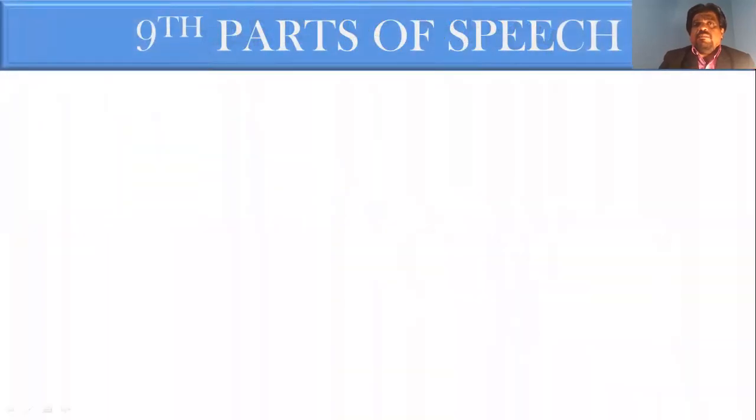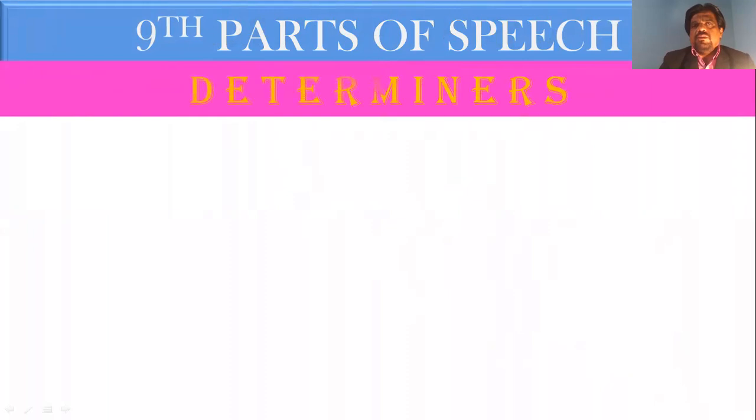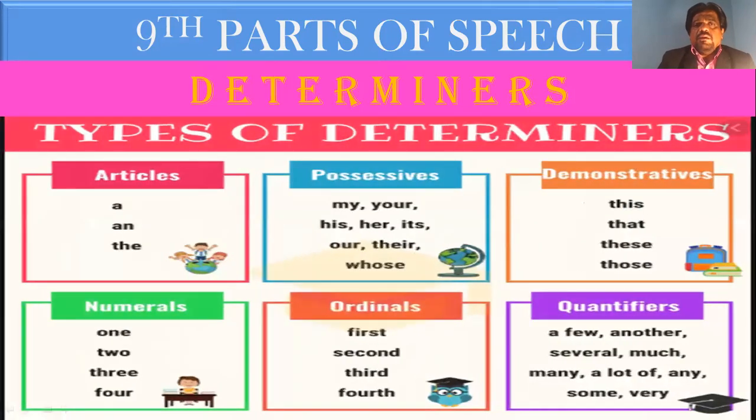Just like the modern scientists have discovered a fourth state of matter, the modern grammarians have identified a 9th part of speech. That is what we call determiners. The 9th part of speech is determiners. There are almost 6 categories of words that could be identified as determiners.